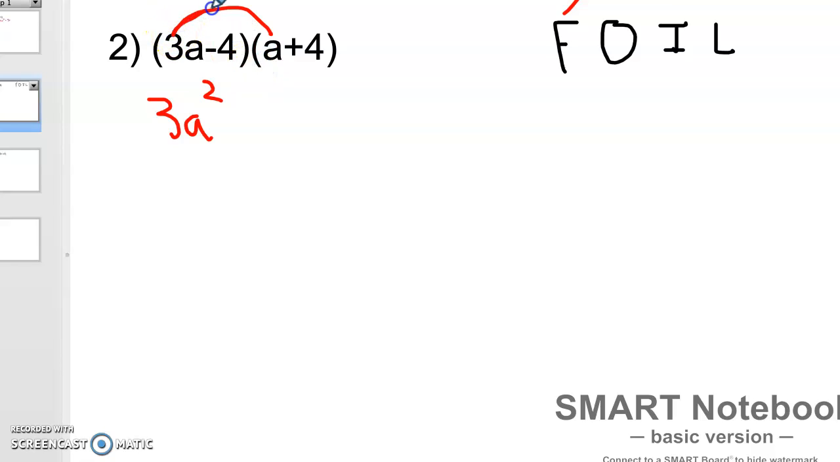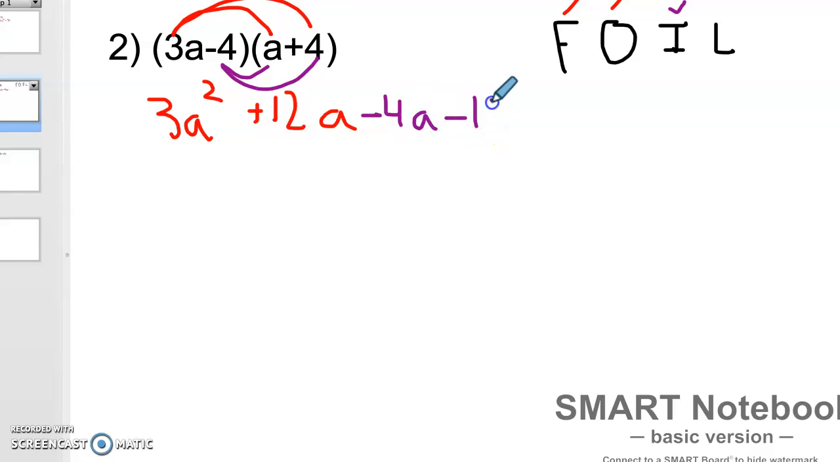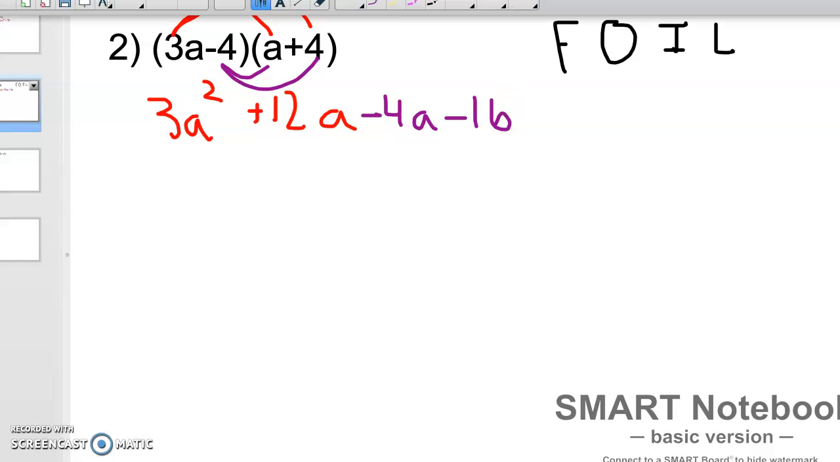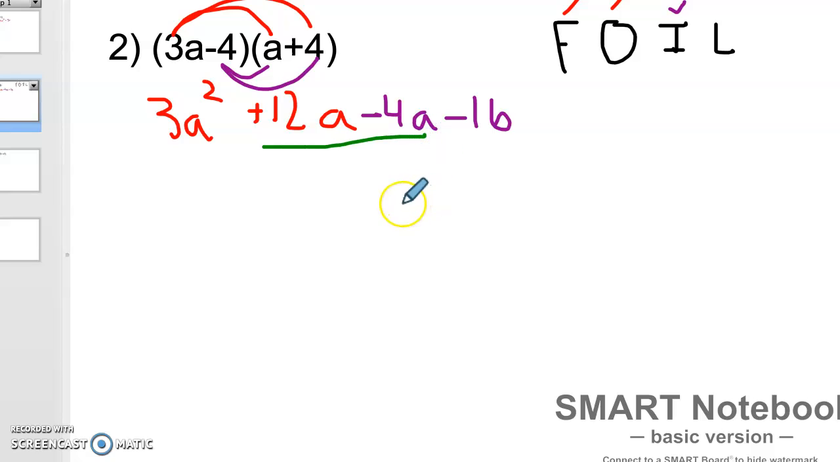Then we go to outer, so we took care of F. Outer is 3a times positive 4, which is positive 12a. And then we deal with inner, which is negative 4 times a, or negative 4a. And then we have last, which is negative 4 times positive 4, and that is negative 16. At this point, you have to determine if there is any like terms, which in this case there is. We have positive 12a and negative 4a because they both have an a with an exponent of 1.